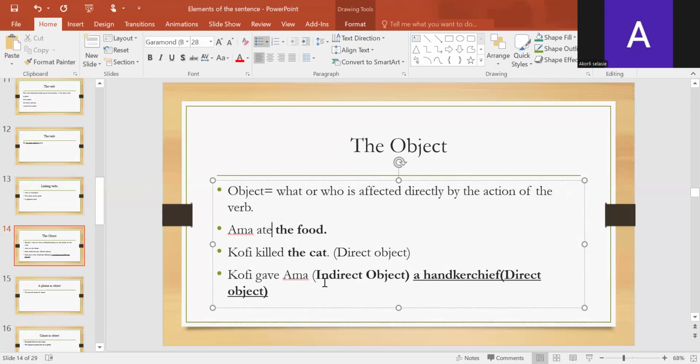But in the identification of parts of the sentence, you don't need indirect or direct to describe it. What we are saying is Kofi gave Ama, we call it object. Handkerchief also is an object. So there are two objects here. Ama is an object, handkerchief is an object. In the examination, you may not see the word indirect or direct to describe the object, but I'm just using it to explain the concept.